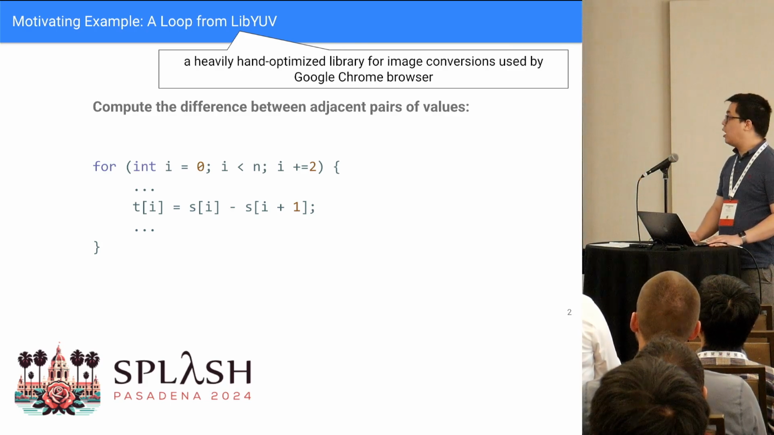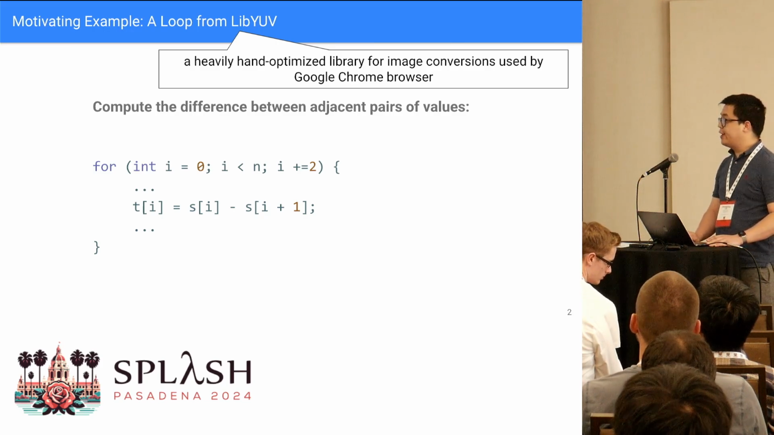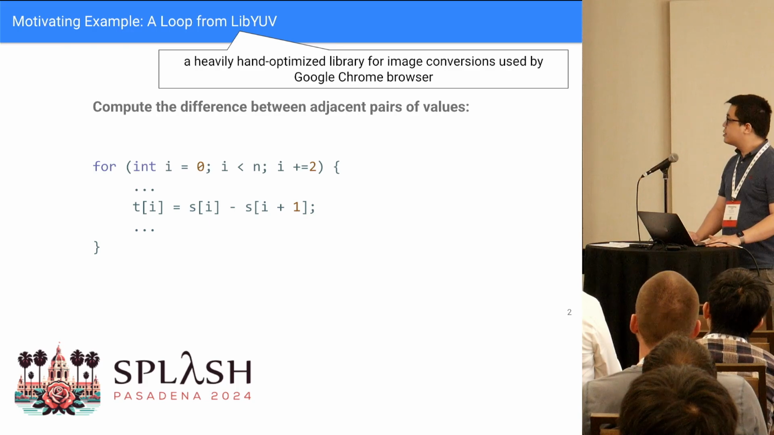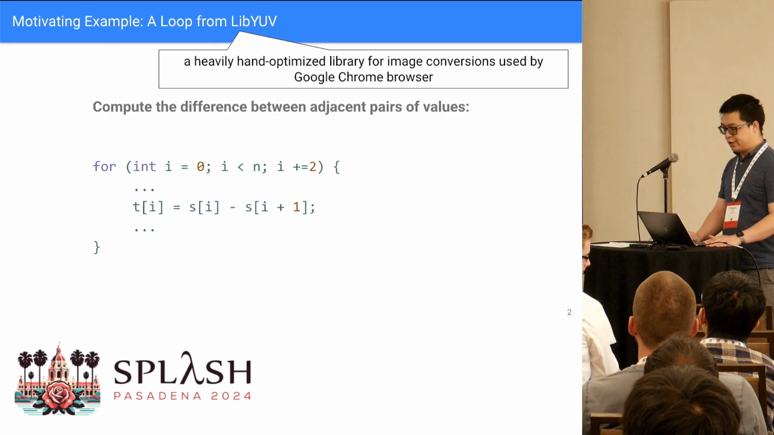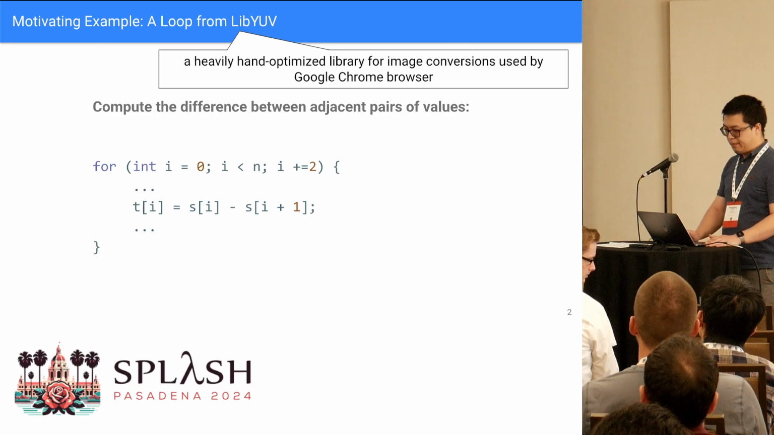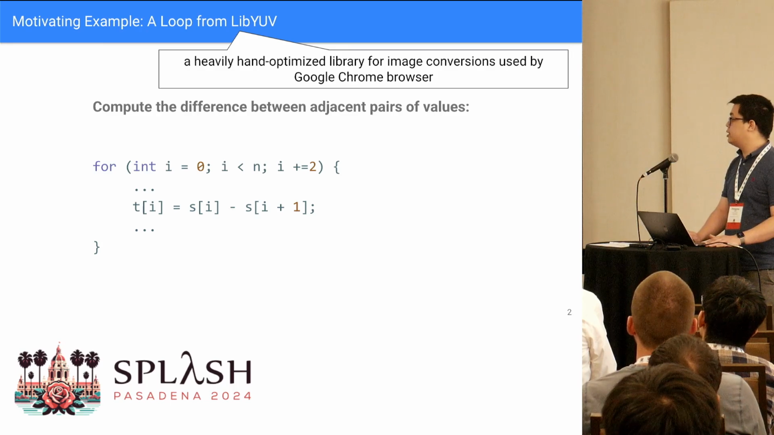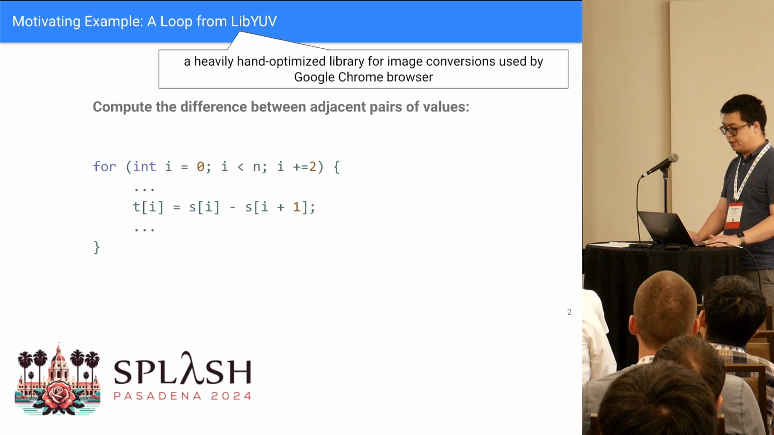So I will start my talk with a motivating example. This is an example showing how easy an optimization can be missed. So here is a loop that calculates the differences between adjacent pairs of integers. The loop is very simple and it is found in the LLVM library. This library is used by the Google Chrome web browser for image scaling and conversion. The Chrome engineers have spent a lot of time ensuring LLVM achieves decent code generation for this piece of code.